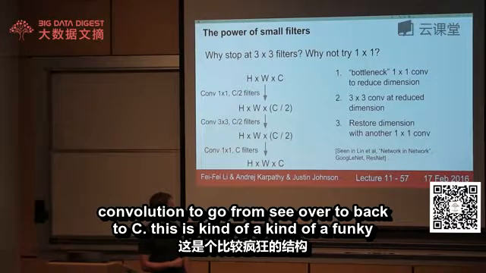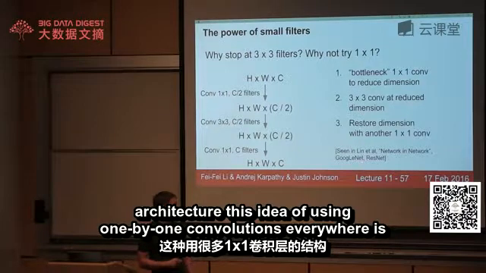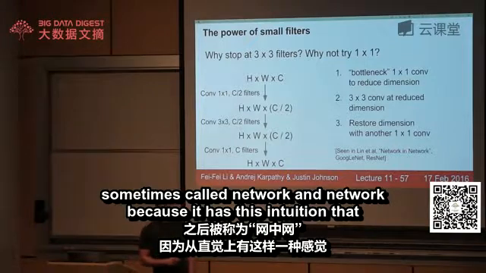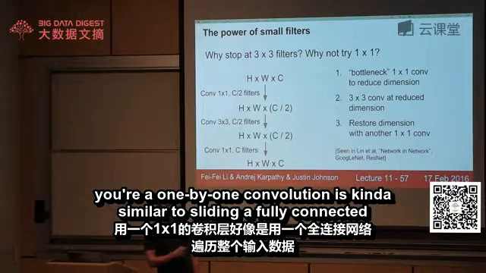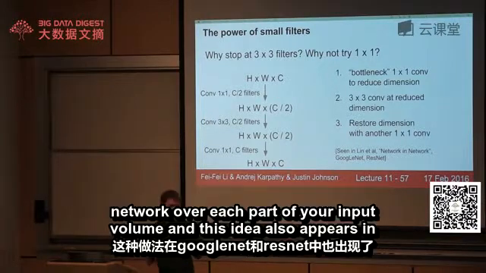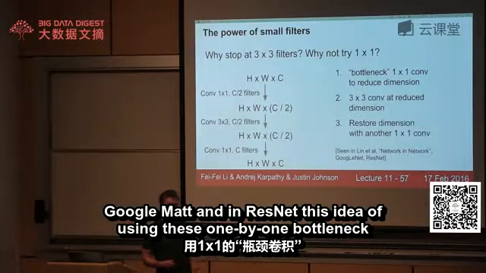So this is kind of a funky architecture. This idea of using 1x1 convolutions everywhere is sometimes called network in network, because it has this intuition that a 1x1 convolution is similar to sliding a fully connected network over each part of your input volume. And this idea also appears in GoogleNet and in ResNet, this idea of using these 1x1 bottleneck convolutions.